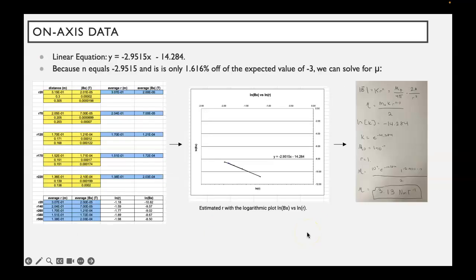So this is our data for the on-axis, and we got our linear equation to be y equals -2.9515x minus 14.284. Because n is equal to -2.95 and is only 1.6% off of the expected value of -3, we can solve for the μ value as shown in my work in the bottom right hand side.